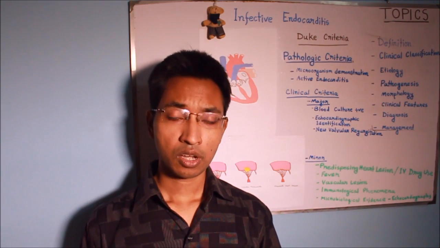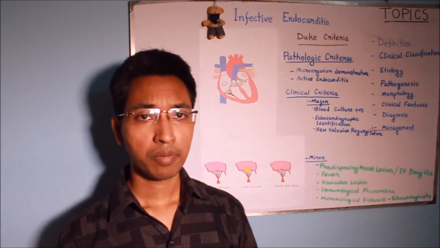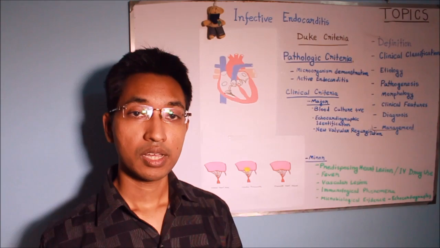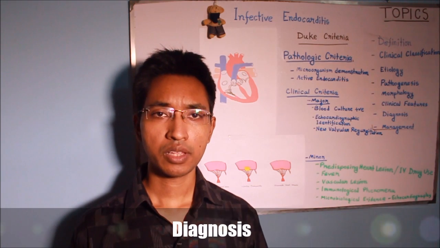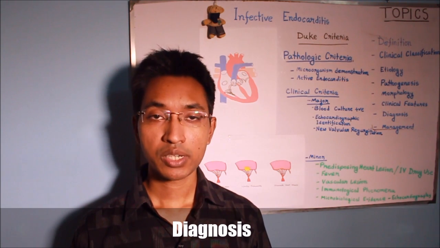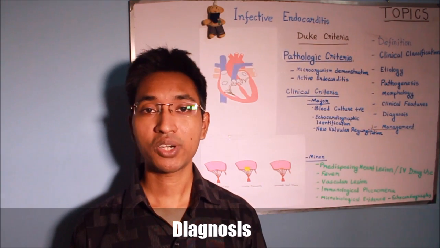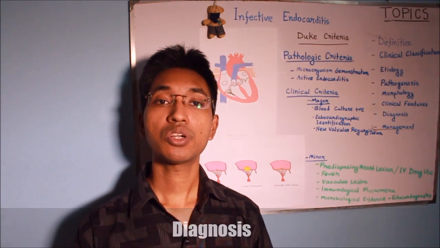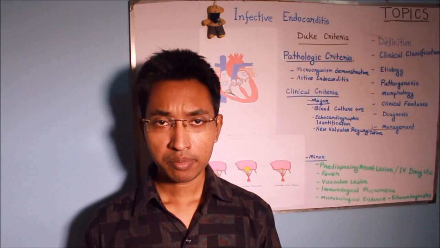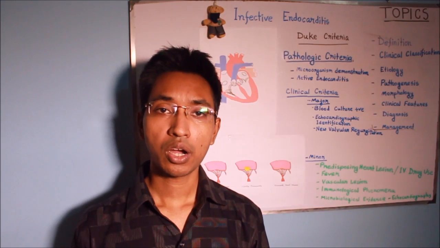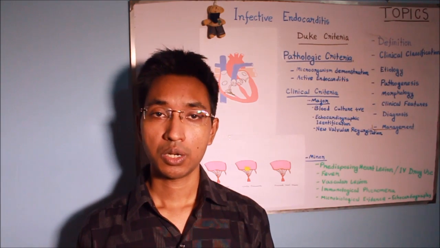So now that we have talked about the clinical features of infective endocarditis, we will move on and talk about the diagnosis of infective endocarditis. So first, we will talk about two important investigations that are crucial in diagnosing infective endocarditis, and then we will also talk about a very high-yield topic for your examination, and that is the Duke criteria for diagnosing infective endocarditis. Now always remember, blood culture and echocardiography are very important in diagnosing infective endocarditis.